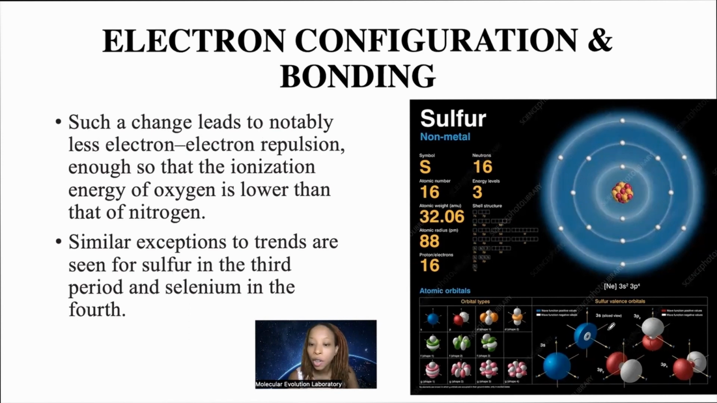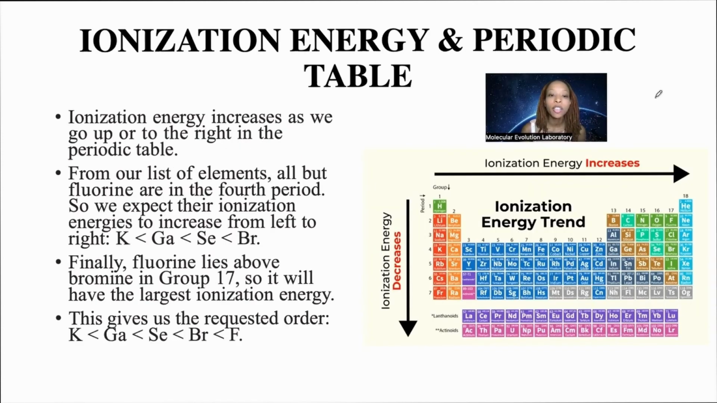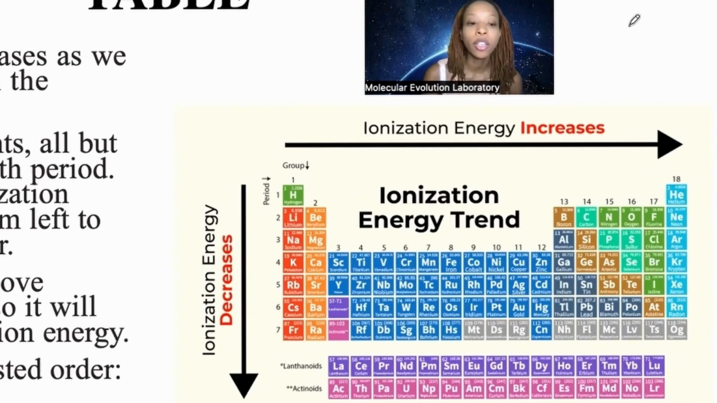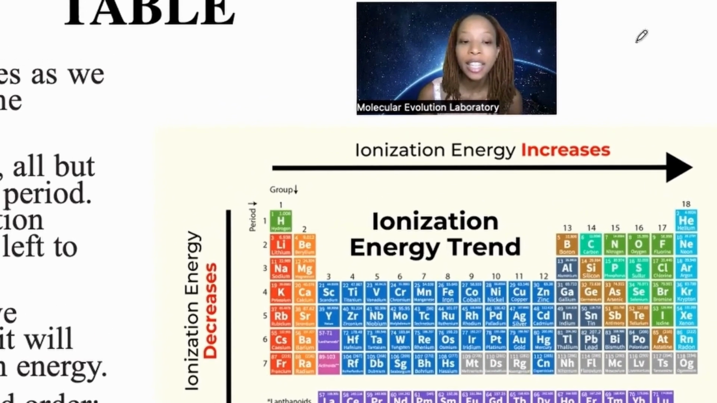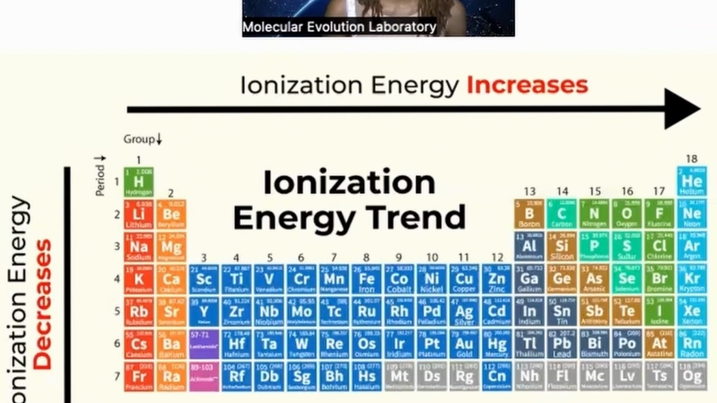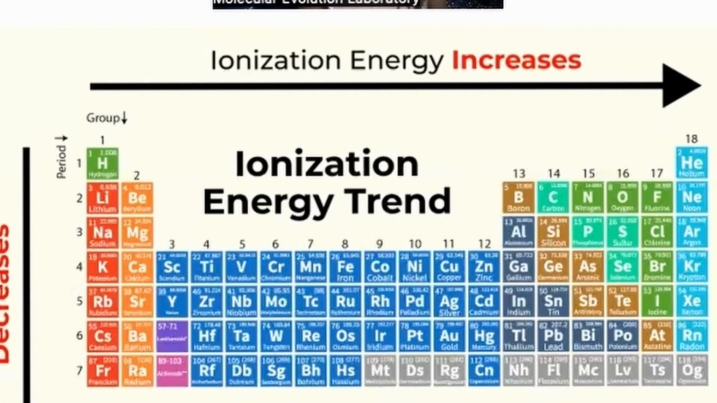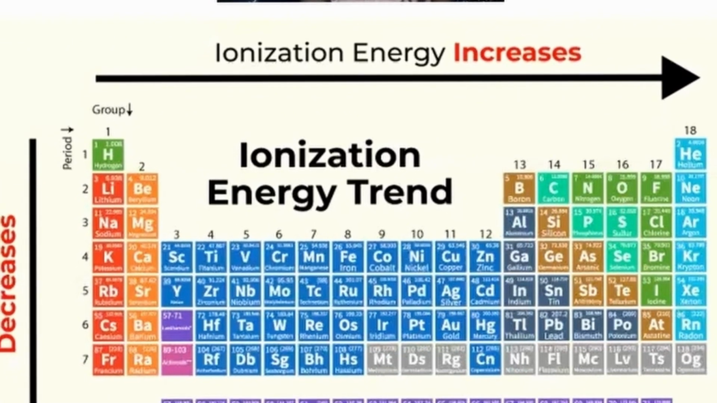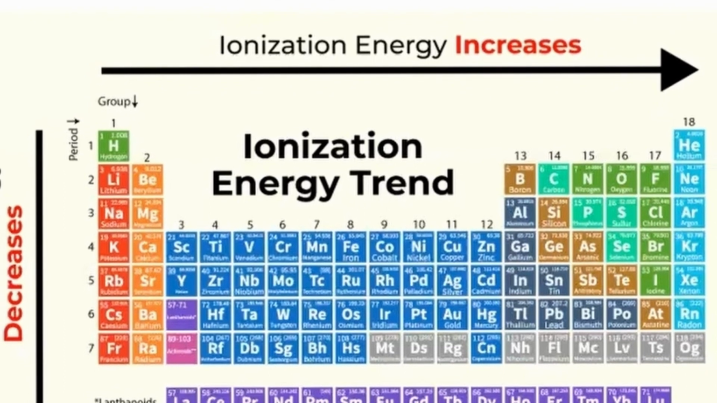So the pairing in the 3p of sulfur and the 4p of selenium will cause the removal of 2 electrons. Ionization energy increases as we go up and to the right in the periodic table. From our list of elements, all but fluorine are in the fourth period, so we expect their ionization energies to increase from the left to the right. Finally, fluorine lies above bromine in group 17, so it will have the largest ionization energy. This gives us the requested order.